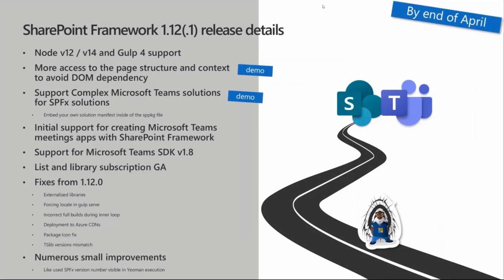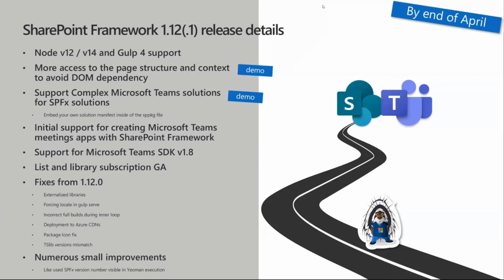Now, on the 1.12.1 release details, we are updating the Node version to 14, which is super important. So we are finally catching up on the latest LTS version of Node. We'll have more access to the base structure and context to avoid DOM dependency. I'll show this one in practice. It's not a mind-blowing thing, but you'll get access to something which out-of-the-box web parts are using to understand whether they are being rendered as full width, in a section, or in smaller pieces, which is important for web parts for sure. The support for complex Microsoft Teams solutions, I'm going to show a quick demo on that one as well. So how does it actually work in practice?